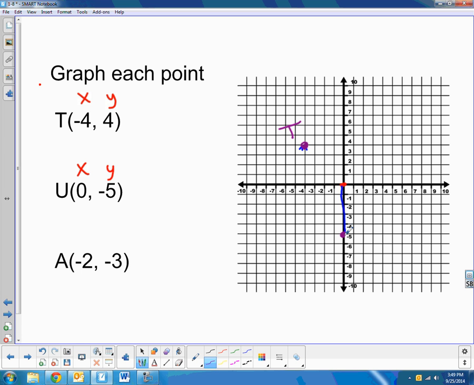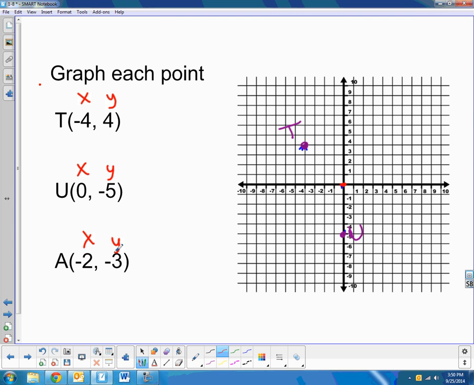point U. It is important that you label it, because otherwise you just have a whole bunch of points. I don't know which one is which. So you need to label your points with a capital letter that denotes which point you're labeling, or which point you're plotting.